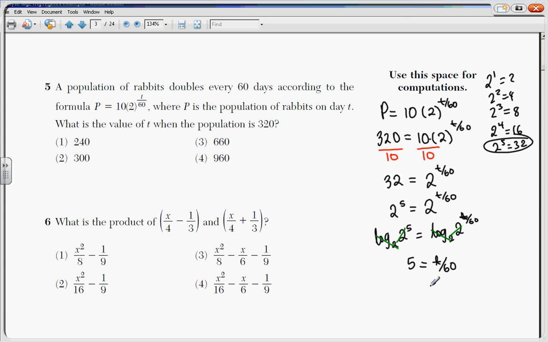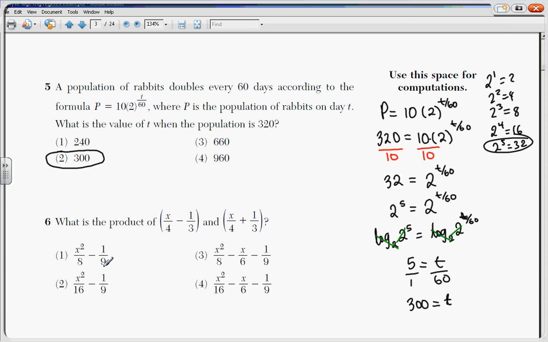So to solve this, let me write my T over 60 differently. I like to write it as a fraction, so T over 60. To solve this, all you simply do is write this as a fraction and cross multiply, and then you have 300 equals T. Okay, so the population is 320. T is equal to 300 days. So our answer is 300 days.